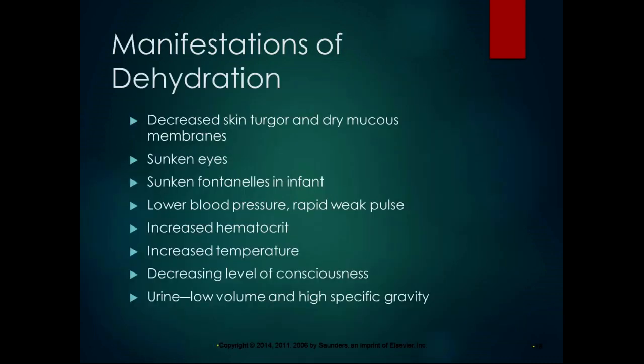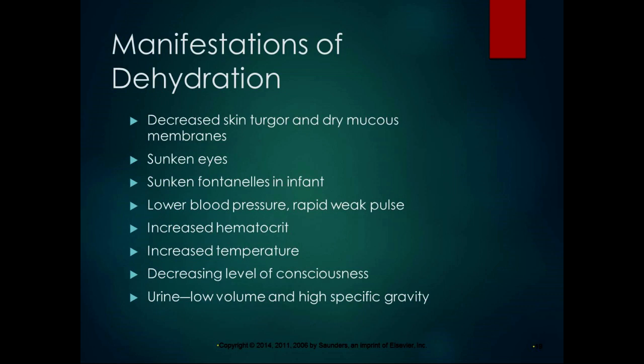So the manifestations: decreased skin turgor, dry mucous membranes, sunken eyes. Sometimes when you see someone who's really dehydrated, it's very noticeable, actually. Their eyes do look sunken and dark. Sunken fontanelles in an infant. Some of these we've already talked about. Lower blood pressure and rapid weak pulse, increased hematocrit, increased temperature because the cooling effects of the fluid aren't there, decreasing levels of consciousness, and low urine volume.